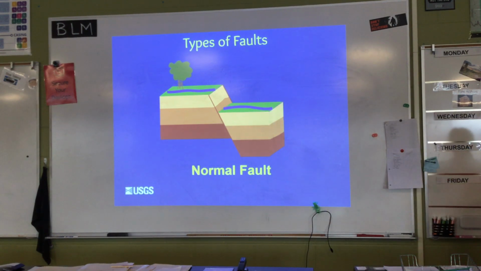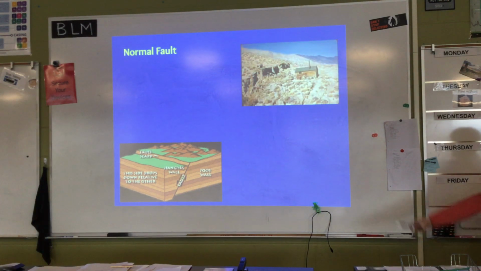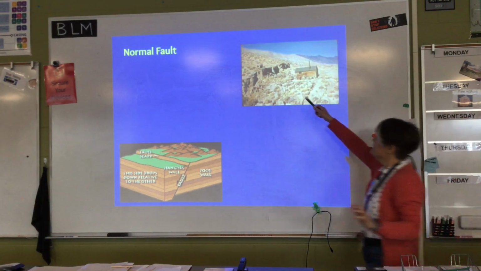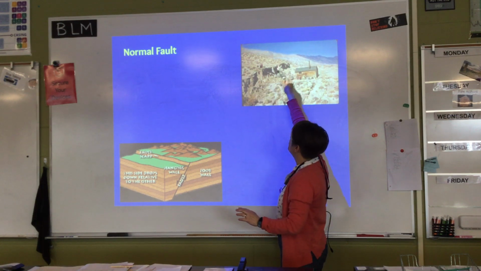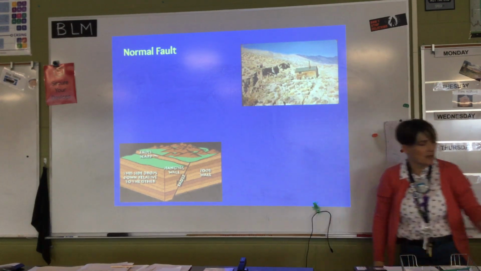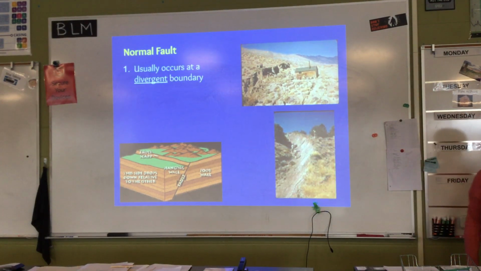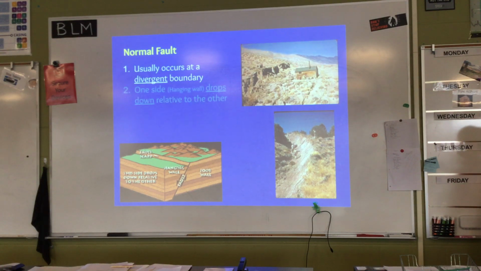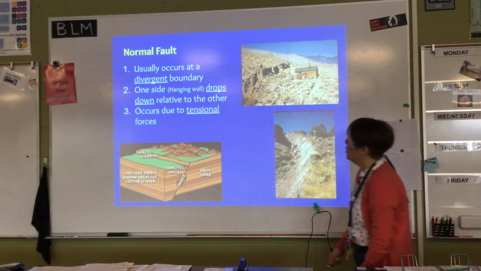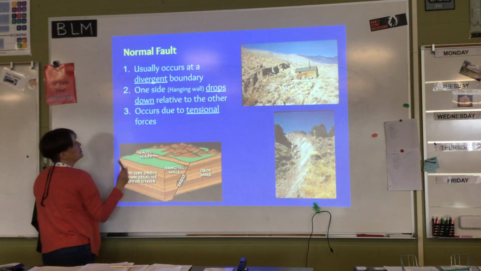This happens because the land is being pulled apart. There's a picture of, you can see this is what's called a fault scarp. Fault meaning break in the rock, and it's that scarp or that edge that's up. There's another really good clear picture of it. Happens at a divergent boundary. Land's being ripped apart. One side, that hanging wall, drops down relative or compared to the other.